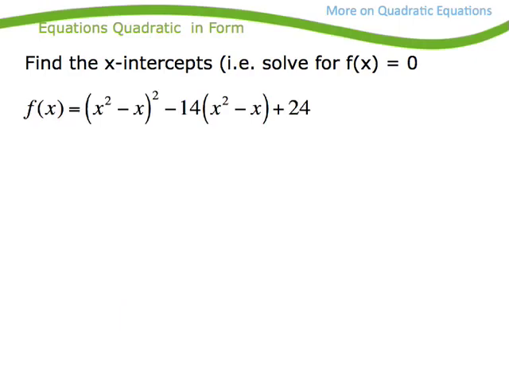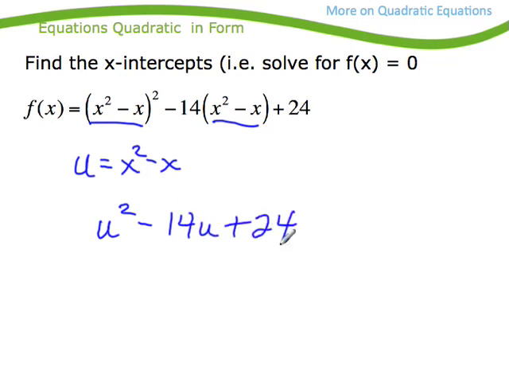Using a similar idea, I can solve more complicated ones. I'll give a framework for this one, and you can finish it if you want. Here I've got something squared minus 14 times that same something plus 24. So I can do my little trick and say, let u equal x squared minus x. Everywhere I see x squared minus x, I can replace it with a u. So this whole ugly looking thing becomes u squared minus 14u plus 24 is equal to f of x.